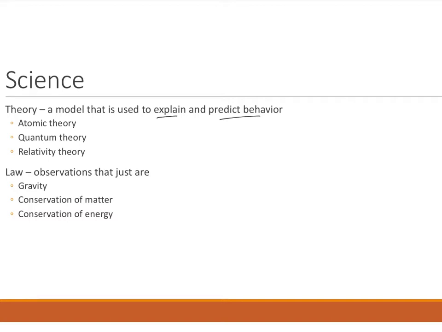It is a model. Some theories that we are going to talk about are atomic theory, quantum theory, and you may have heard of the theory of relativity. Very famous, put forth by Albert Einstein. Those are different than laws. These are observations that just are. So, for example, gravity. We will deal with the conservation of matter. Matter can neither be created nor destroyed in a chemical reaction, or the conservation of energy. Energy can neither be created nor destroyed. So that is the difference between the hypothesis portion, the theory portion, and then the law portion.